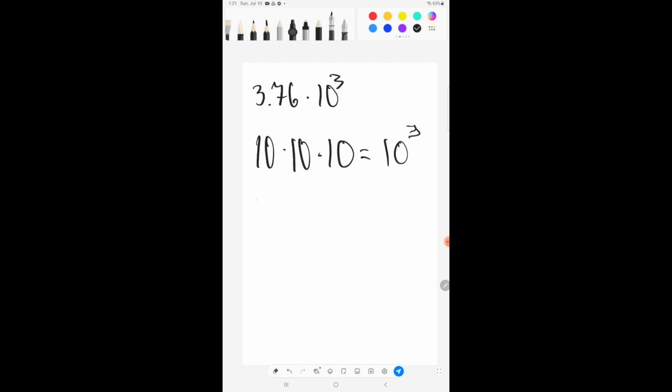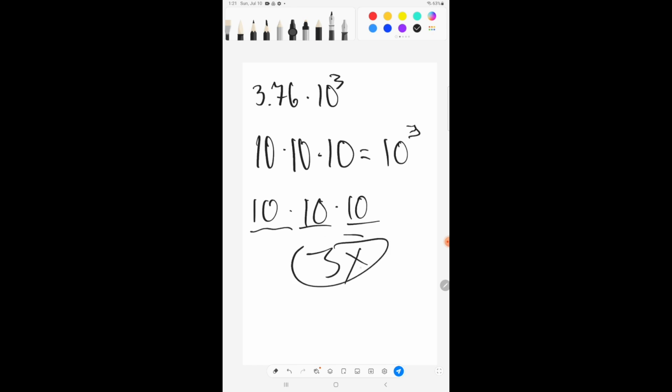Because it's saying, well, take 10 and multiply by 10, multiply by 10. And we're going to multiply 10 3 times. And this 3 is the exponent.